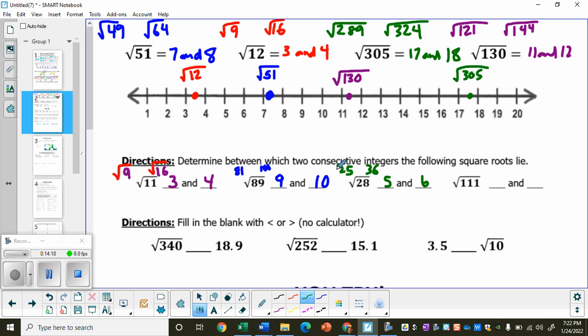Now we can see again 28 is closer to 25 than it is to 36. So it's going to be less than 5.5. It's going to be closer to the 5 than it is to the 6.